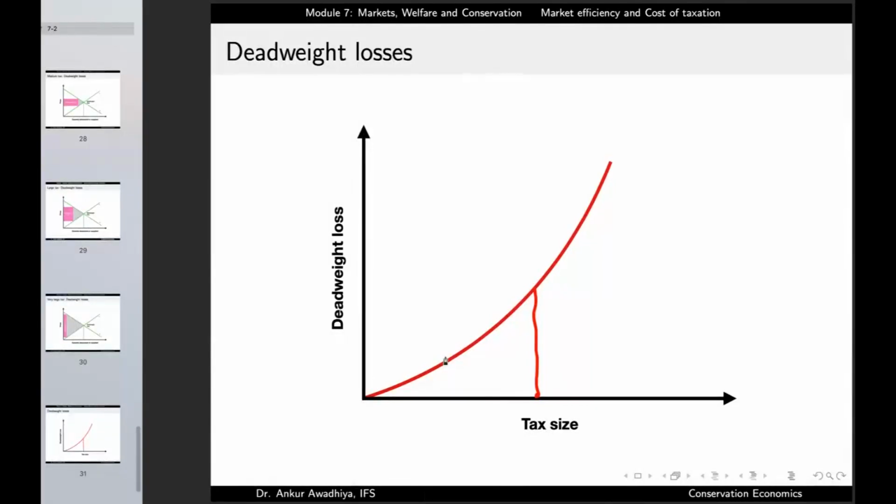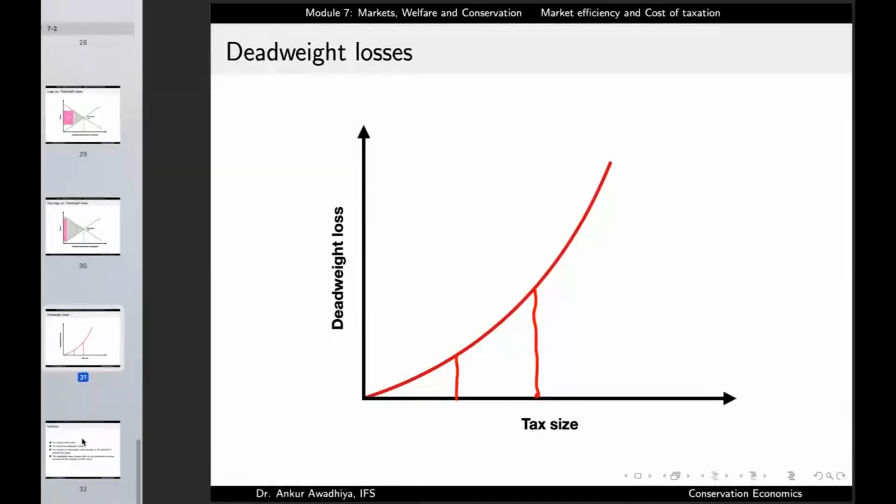So probably the government should aim for a tax size that is less than that, so that the deadweight losses are a bit less. We will not be able to completely eliminate the deadweight losses, but the government should aim for a deadweight loss that is small enough to be tolerated by society. So the optimum is determined not just by the maxima in the Laffer's curve, but is also determined by the deadweight losses that will happen because of the taxation distortion in the market.